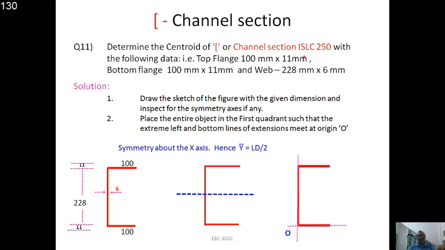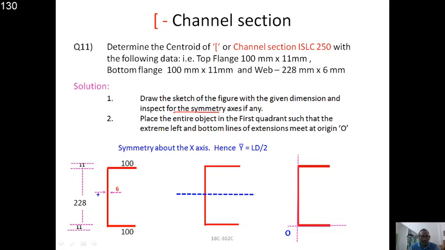I have simply taken the rounded values from the tables of ISLC in order to make it easy to calculate. Right? Now the step is, after drawing the sketch, you need to identify whether there is any symmetry axis. I could not get any symmetrical axis parallel to the y-axis. Is it symmetric about this axis? No. Can I say this is the symmetry line? No, because this half portion is not equal to this right hand portion. Hence this is not the symmetry.